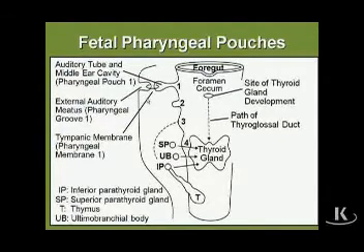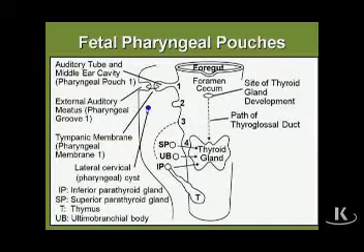Now, that's what happens normally. But sometimes, as the second arch comes back and covers this over, its job of filling in the second, third, and fourth groove is sometimes done only incompletely, and we may have a remnant of the second groove that's not completely filled in. And that remnant of the second groove that's not completely filled in is then called a lateral cervical or a pharyngeal cyst.